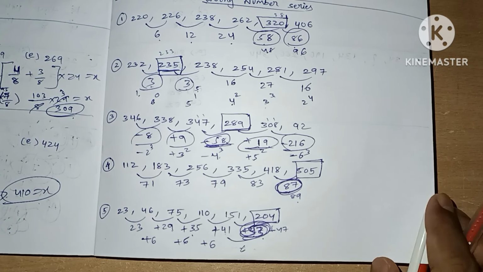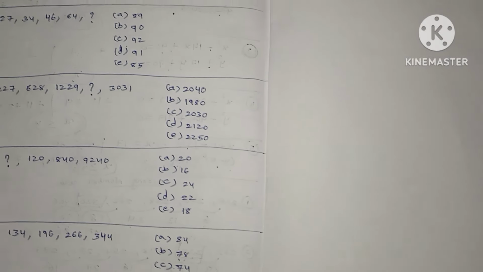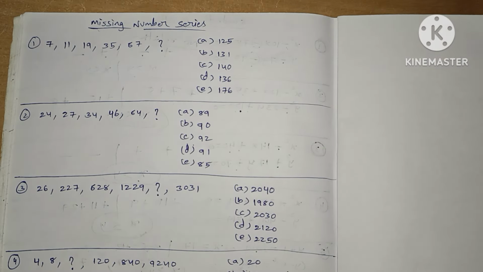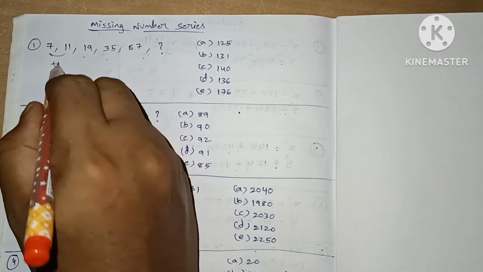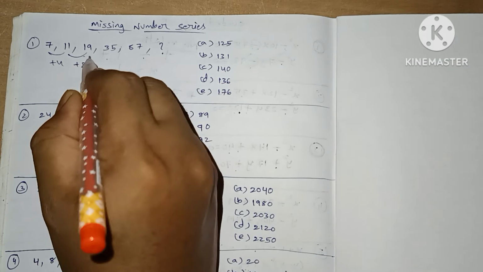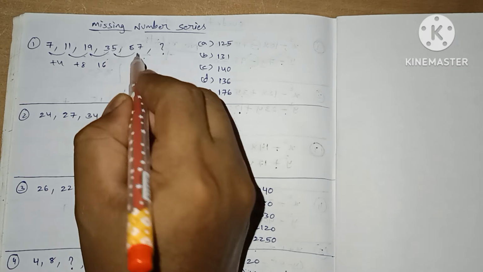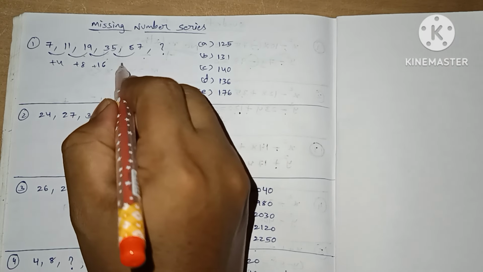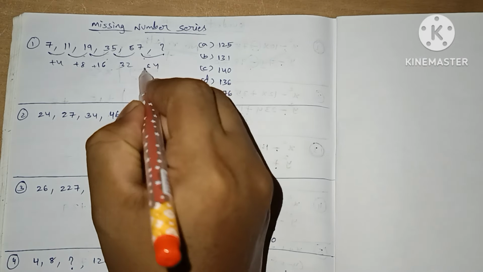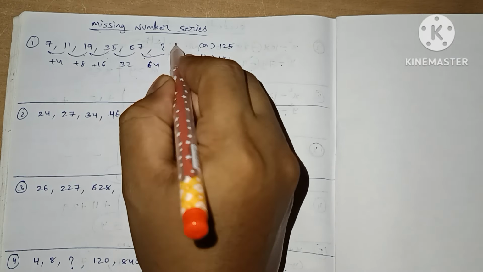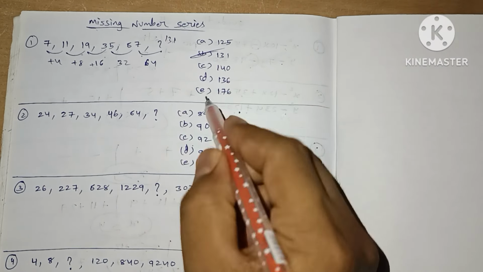Let's see missing number series, question number 1. Here we see the difference of plus 4. Here plus 8. This is 16. Here the difference between these two is 32. So double of everything. Here the difference of 64. In 7 plus 4 is 11. 12 plus 1, 131 is our answer, option B.